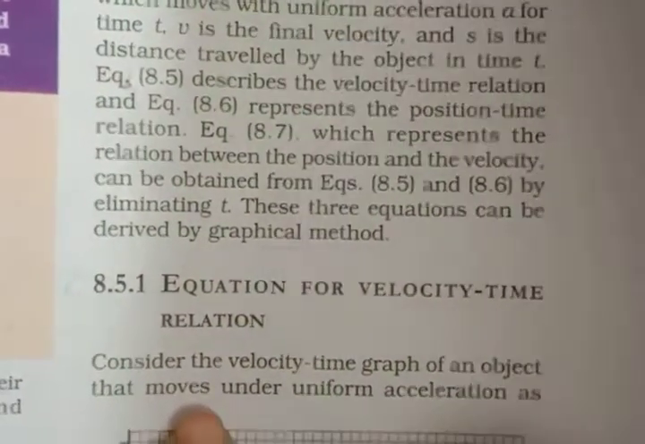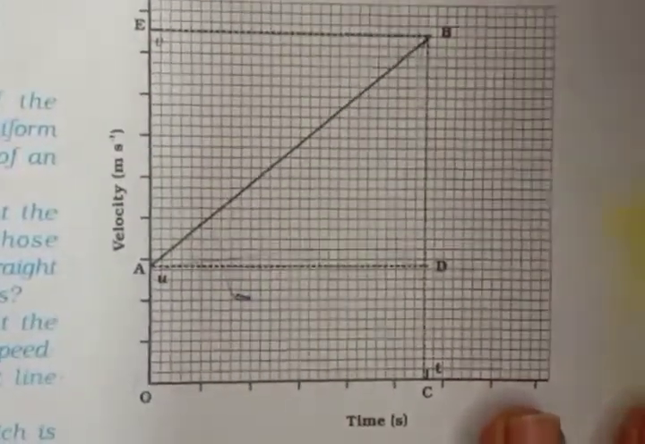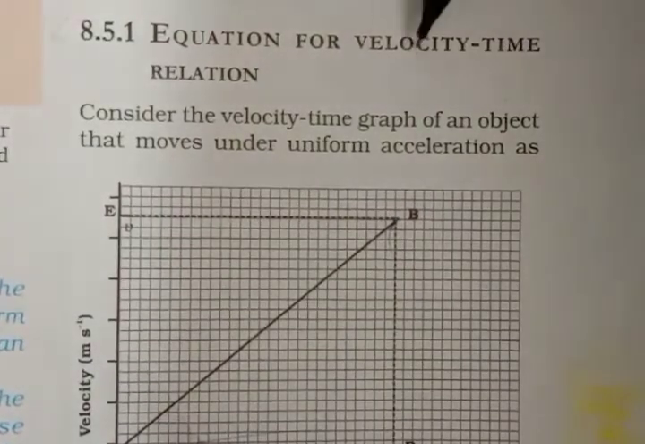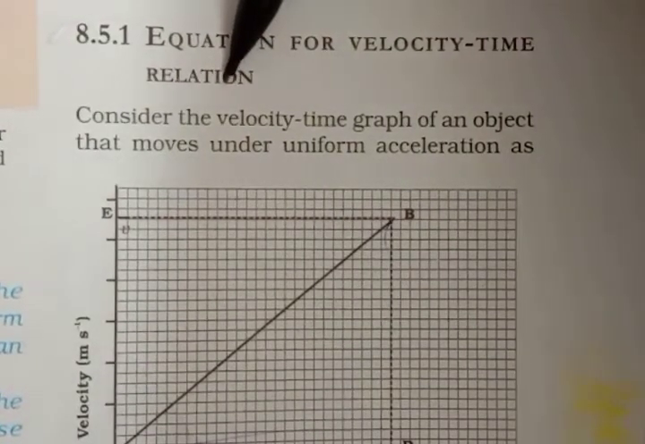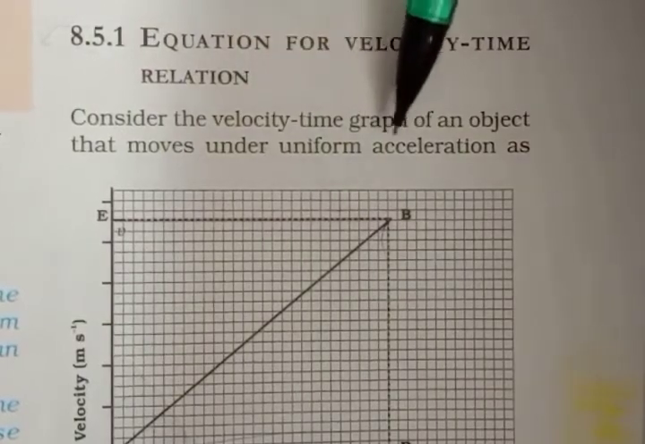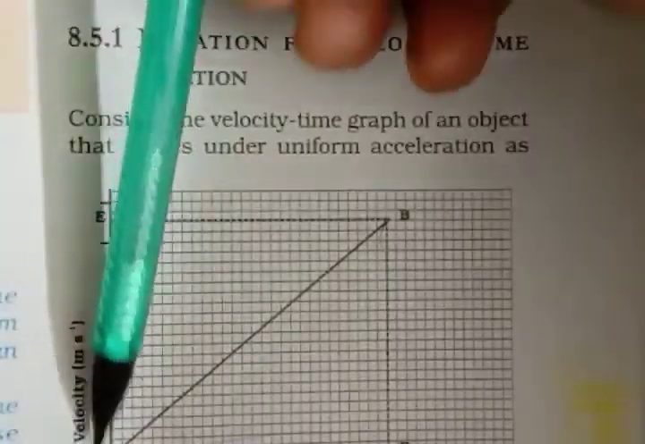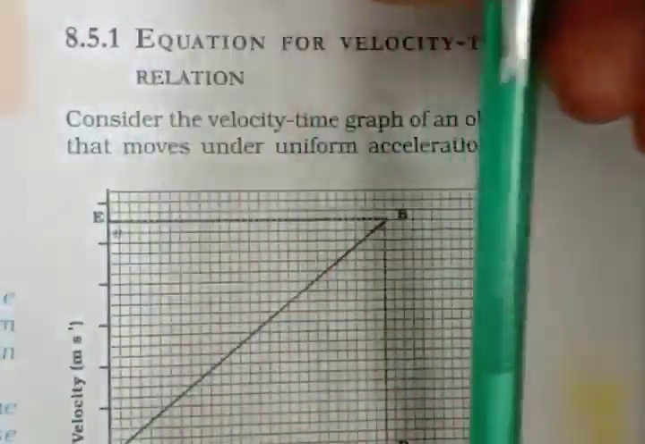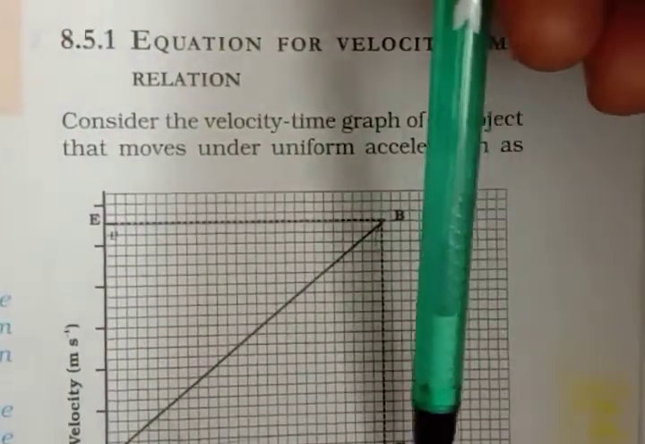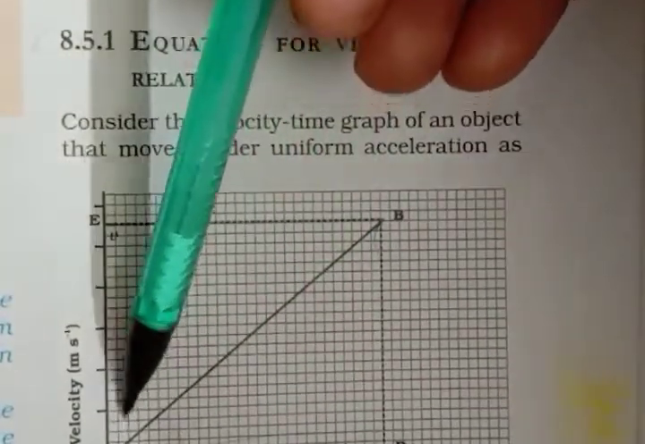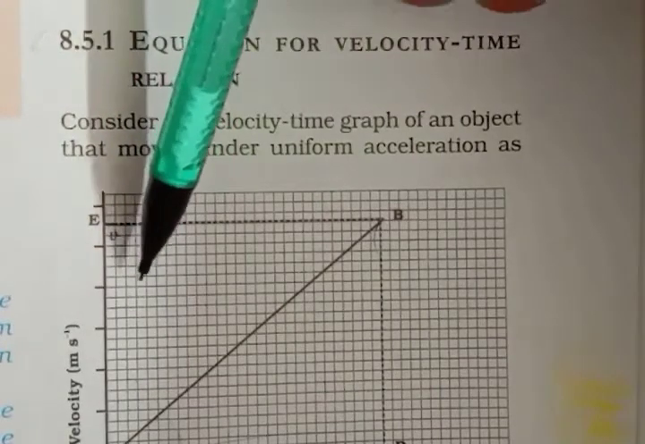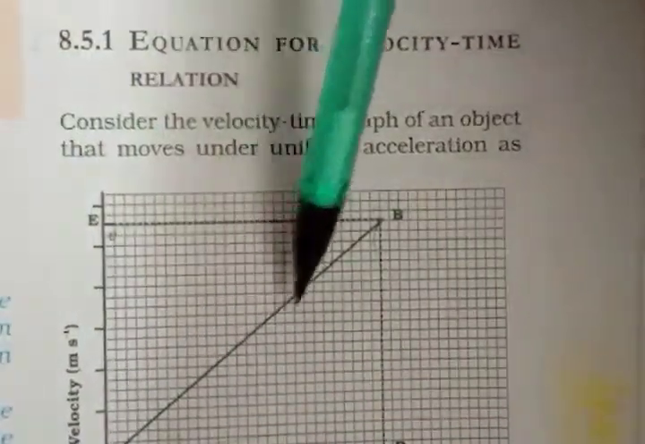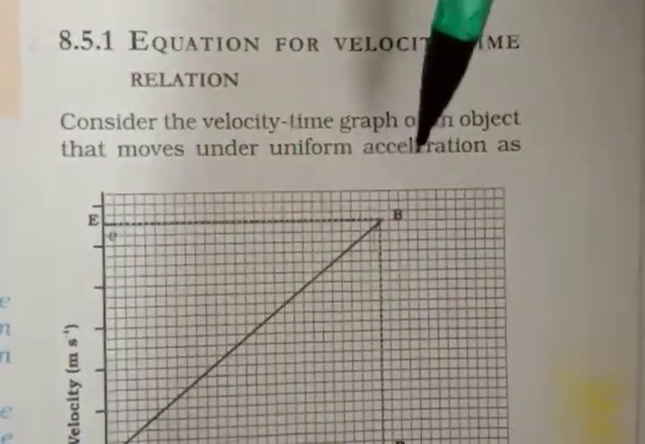Now let us see how these equations are derived by graphical methods. Equation for velocity time relation. Consider the velocity time graph of an object. Velocity is represented on the y-axis and time is represented on the x-axis. The unit of time is seconds and the unit of velocity is meter per second. This is that object which is moving with uniform acceleration.